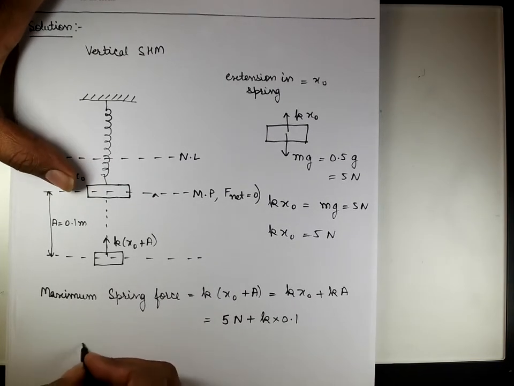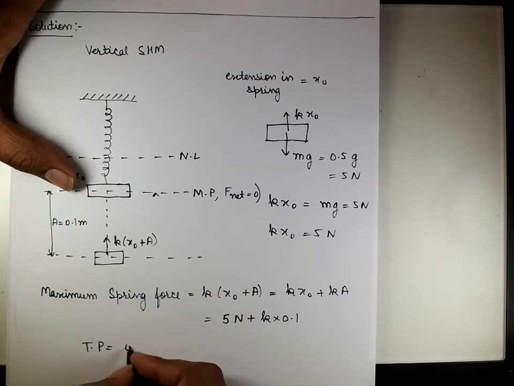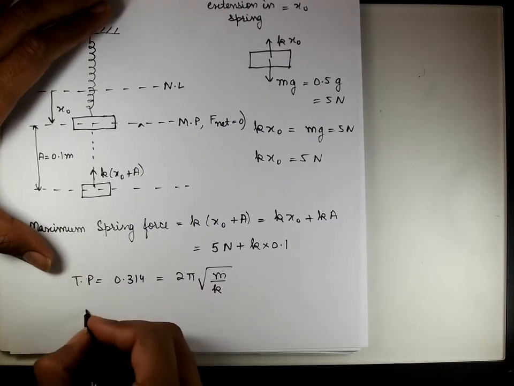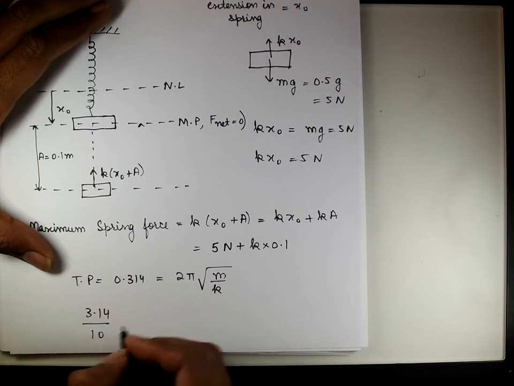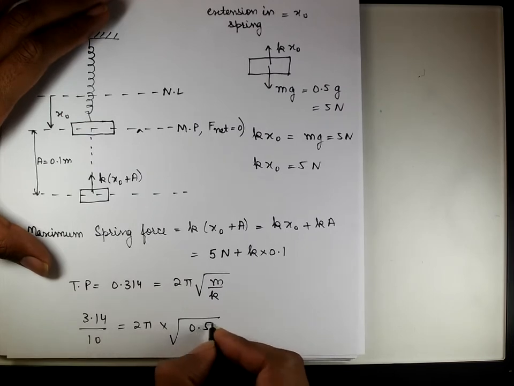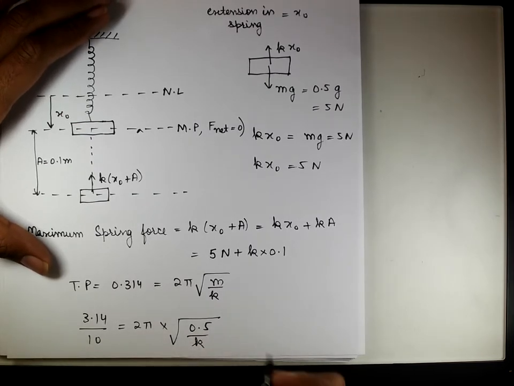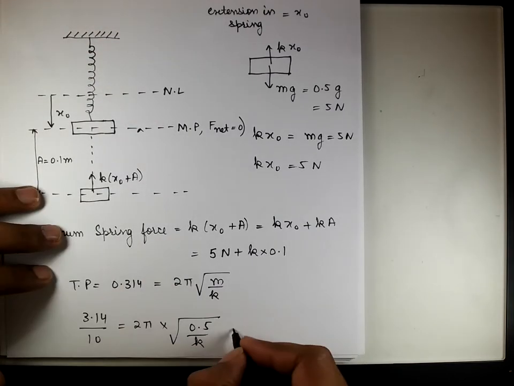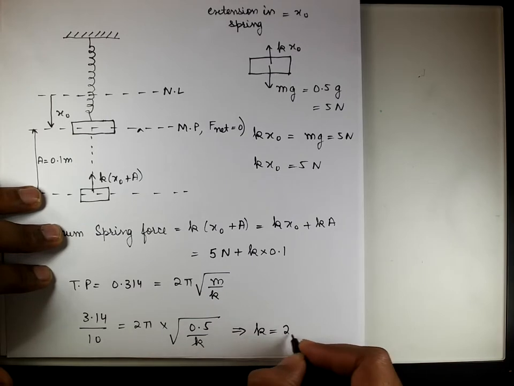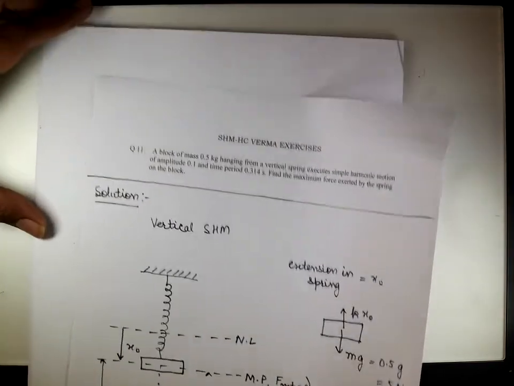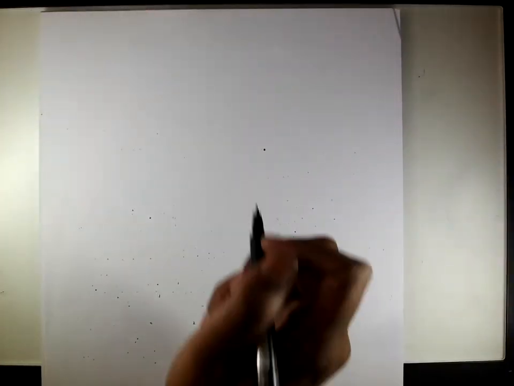For the value of k, we have been given that the time period is equal to 0.314 seconds, which can be written as 2 pi under root of m by k. So solving this, 3.14 divided by 10 is equal to 2 into pi into under root of 0.5 divided by k. Solving this part, we will get to know that k comes out to be equal to 200 newtons per meter.